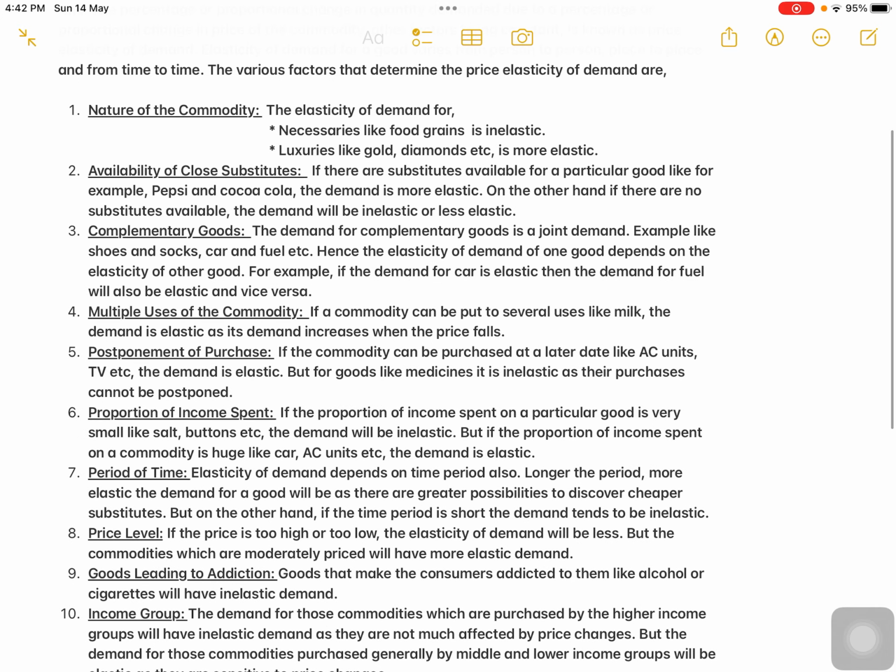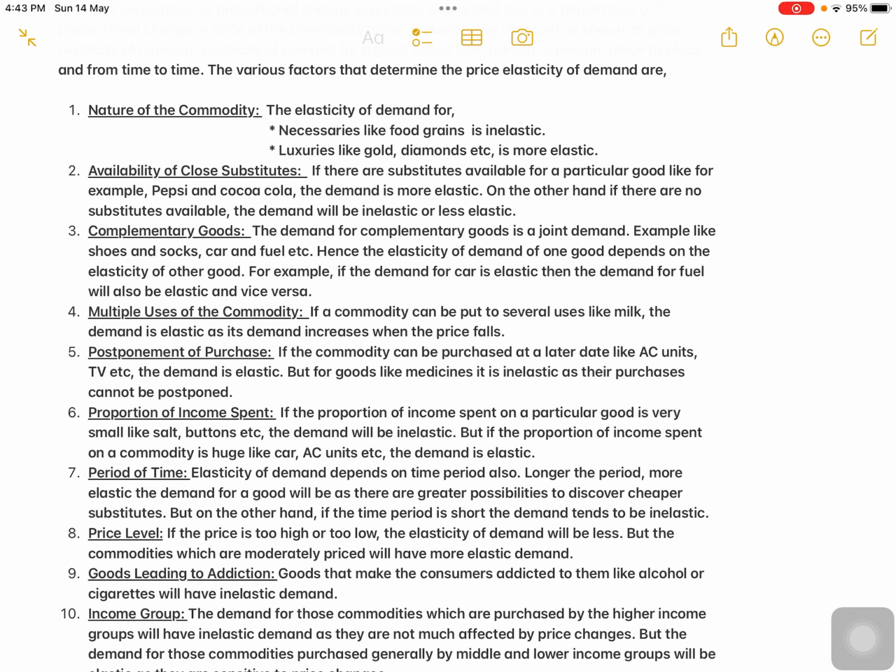Then the next factor that determines the elasticity is availability of close substitutes. For some of the commodities, there will be substitutes available in the market, but for certain commodities there will not be any substitutes. Okay, if there are substitutes available for a particular good, for example Pepsi and Coca-Cola, the demand is more elastic. Why? Because if the price of Pepsi increases, people will stop purchasing Pepsi, the demand contracts totally, and the people will go for Coca-Cola.